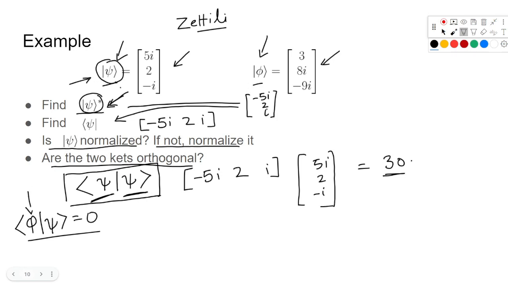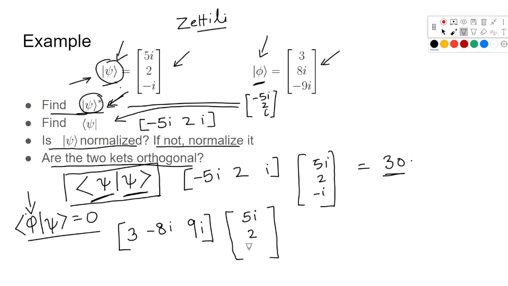But first we need to find the bra corresponding to this ket. And we can easily see that, as the technique we described here is simple, take the complex conjugate and convert the column vector into a row vector, or the column matrix into a row matrix. In order to find the inner product, we just need to multiply these two together in terms of matrix multiplication. And we will see that the answer is, and since this is not equal to 0, these two kets are not orthogonal to each other.